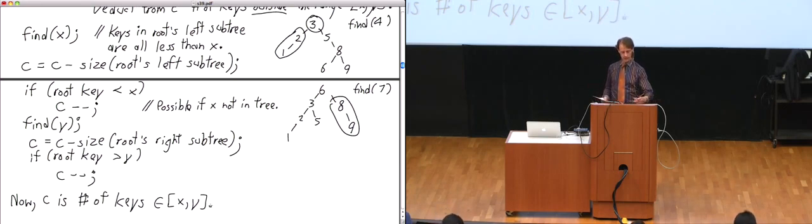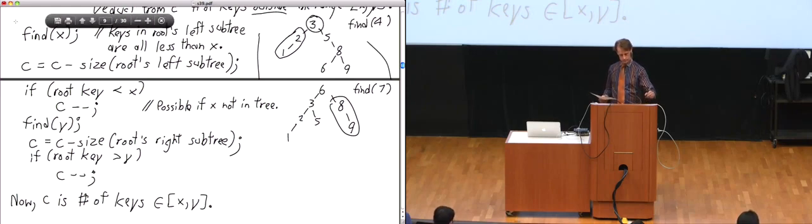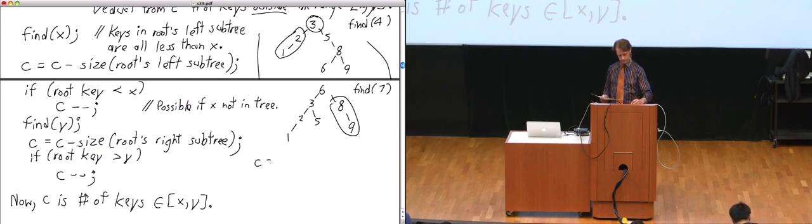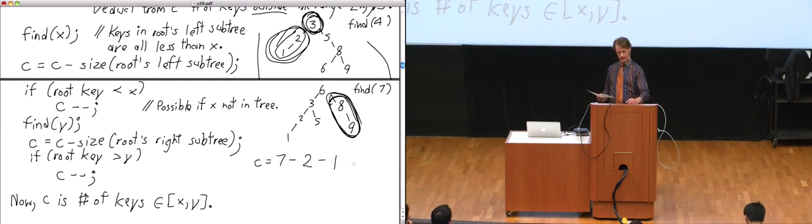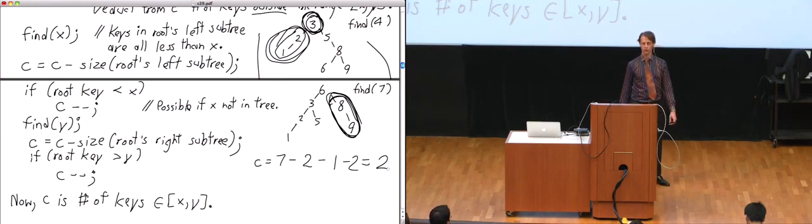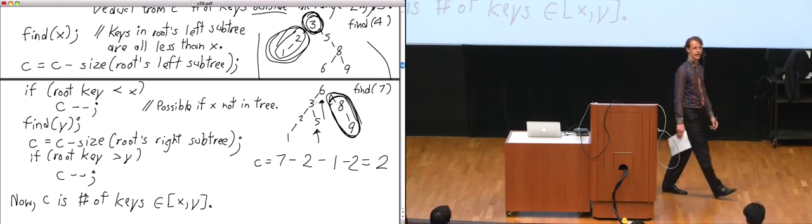And for this example that we looked at here, essentially we have 7 keys in the tree to start with. Then we subtract these 2 that are in the left subtree. We subtract 1 because this root 3 is less than 4. We subtract these 2 keys in the right subtree after the second find, and that tells us that the number of keys between 4 and 7 is 2 keys. In fact, they're these 2 keys, 5 and 6. So we did get the correct answer.